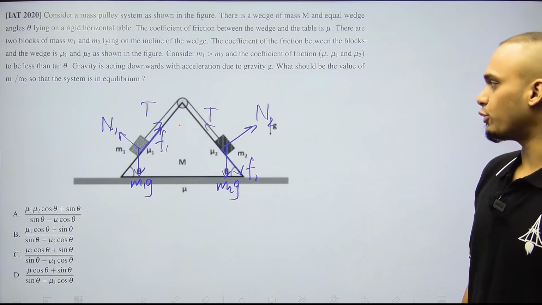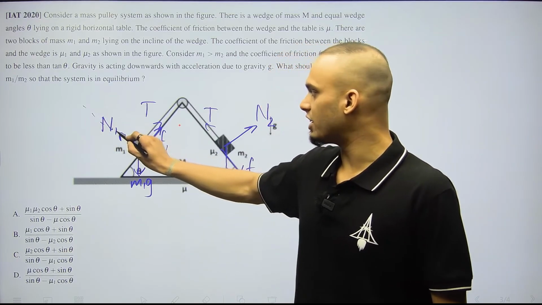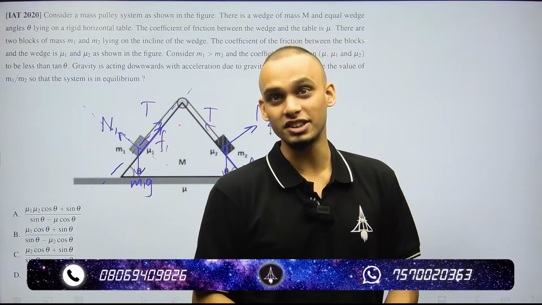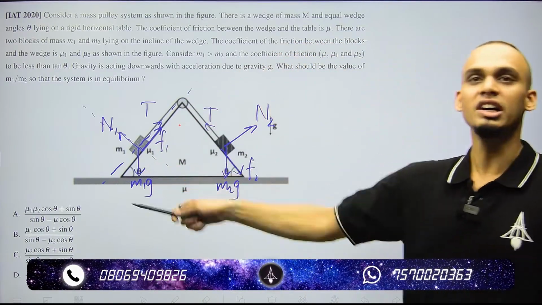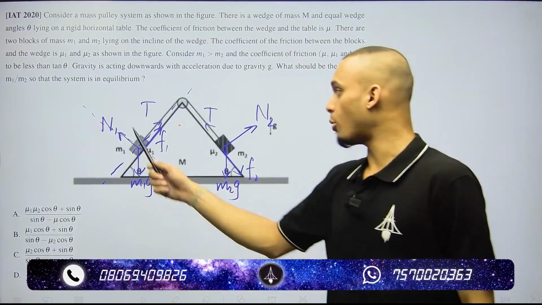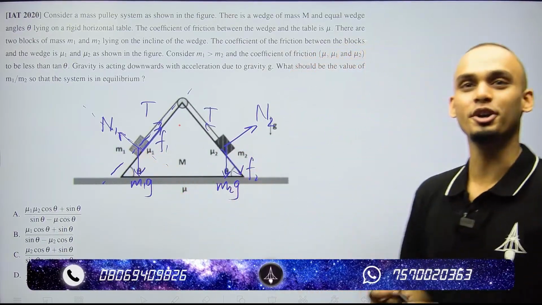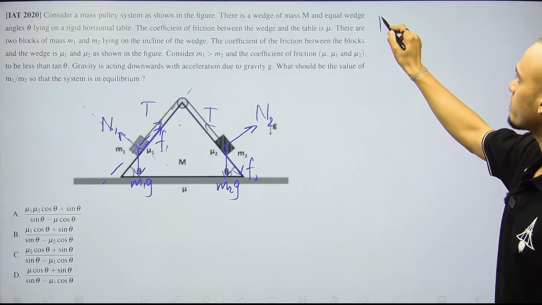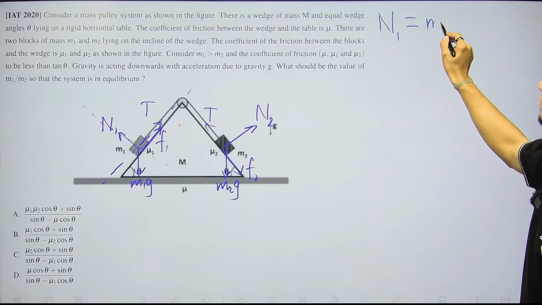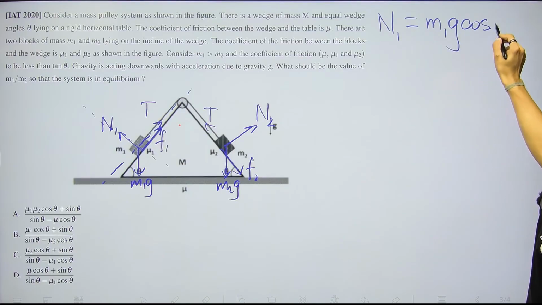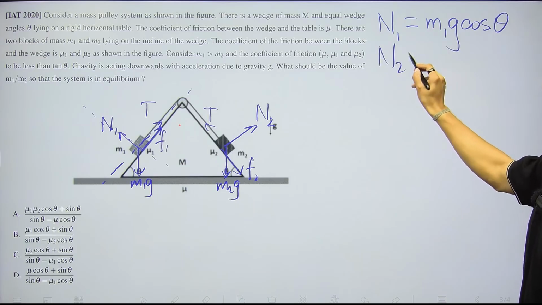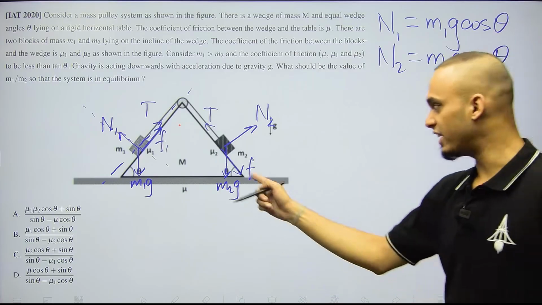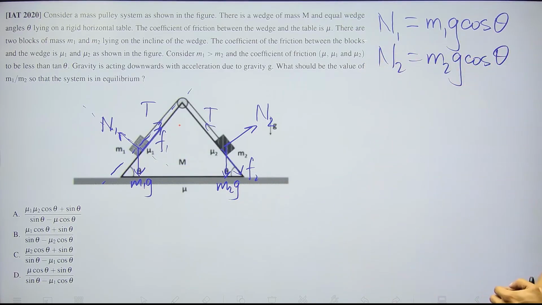Now we'll balance the forces in the perpendicular direction to the incline and along the incline, because that is much easier since we have only one force to resolve. We know that the normal reaction force balances the cos component of the weight. So let us write down the values of N1 and N2 both. N1 will be equal to m1 into g cos theta, and N2 will be equal to m2 into g cos theta. Since it's an isosceles triangle, theta is equal for both the objects.